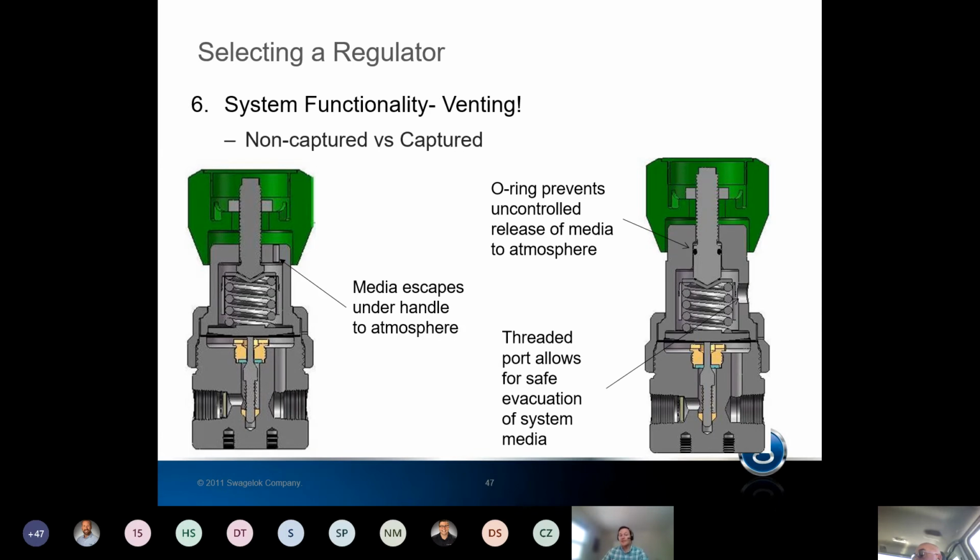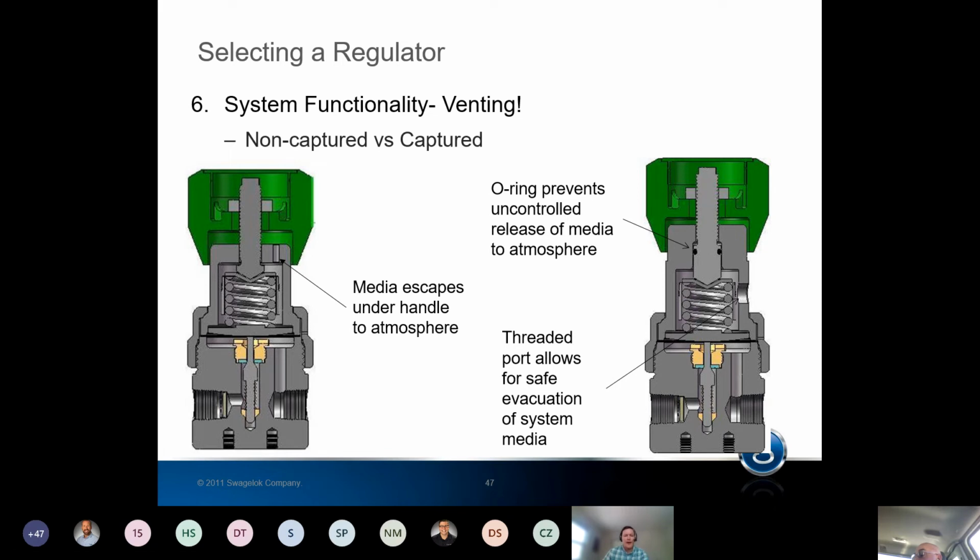Now, that gas has to go somewhere, right? So we also have, and many folks do, some version of captured versus non-captured venting. As the name implies, a non-captured vent just allows that media to escape to atmosphere. It does vent under the handle, so operators aren't getting bombarded with gas. But for inert gases in well-ventilated areas, this can be a great, simple option.